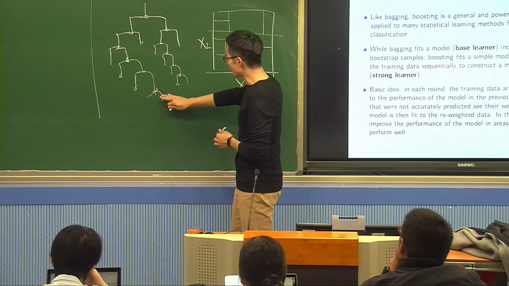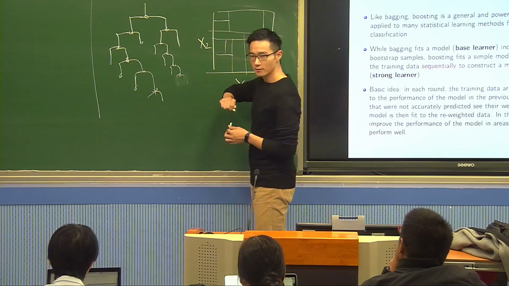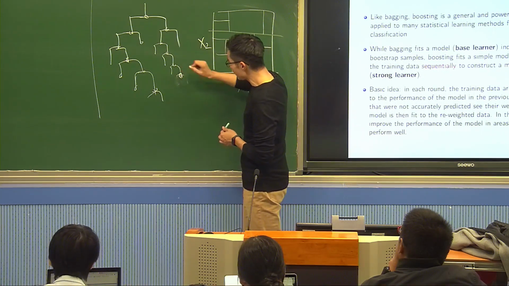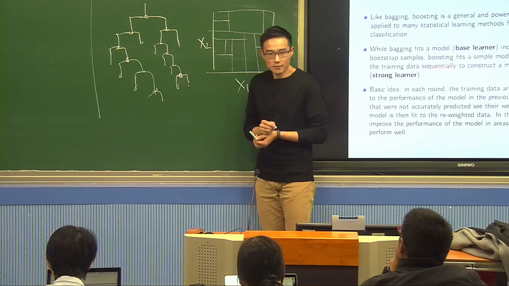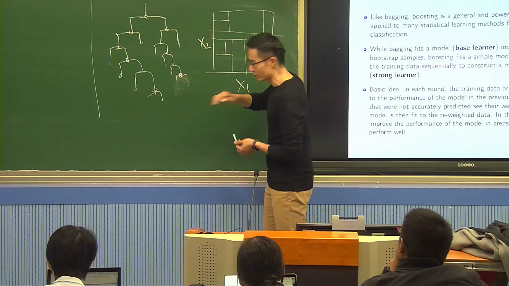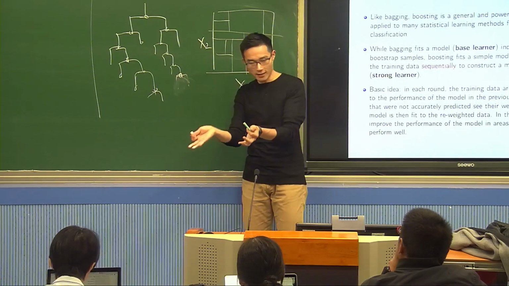And I can say, okay, can I delete this? Can I delete these two leaves? Maybe after I delete them, the error here is smaller than the combined error here. In that case, I would delete the leaf. That's called pruning. So pruning is to grow a large tree and then cut it back.